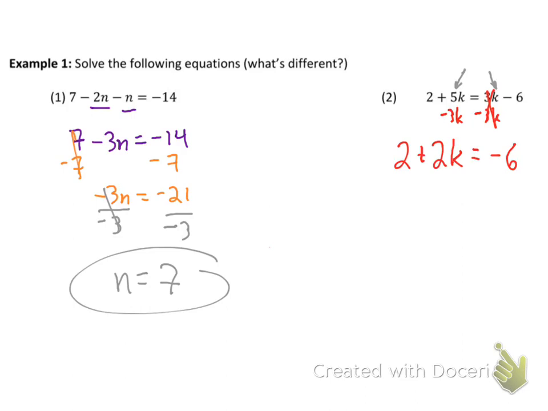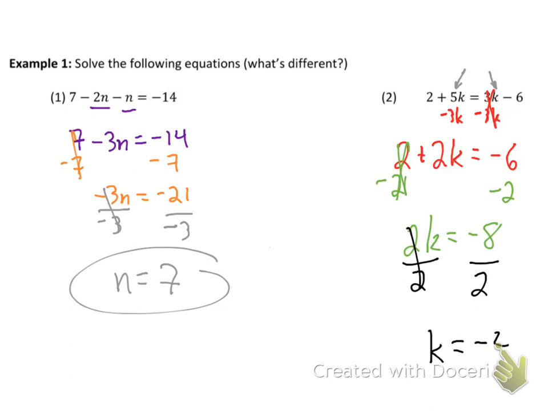So now that the variables are on one side, I just solve like I have been. So I'm going to subtract 2 from both sides. And I get 2k equals negative 8. And then to finish this out, when I divide both sides by 2, I'm going to get k to be negative 4. All right, so the only difference now is I have to get my variables on one side first before I can actually solve this equation.